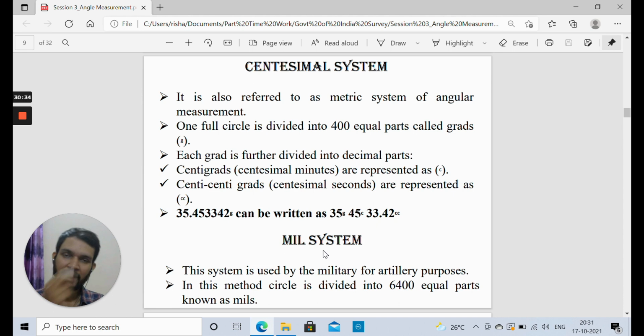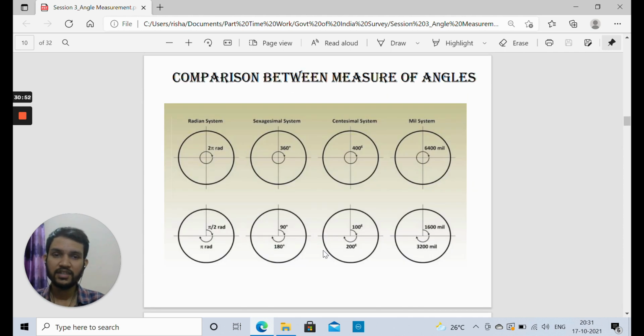Okay, each subsequent part is known as 1 mil. So you can say if we divide one complete revolution of a circle, then 2 pi radians should be equal to 360 degrees, should be equal to 400 grads, and should be equal to 6400 mils. Okay, so this is the basic conversion that exists.